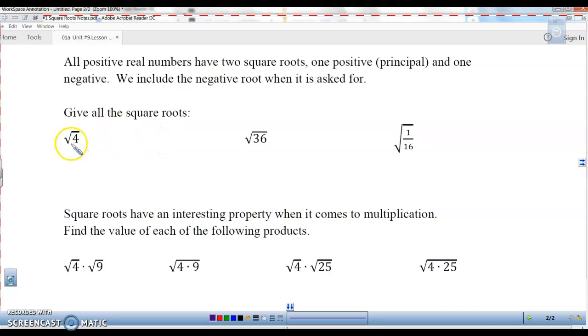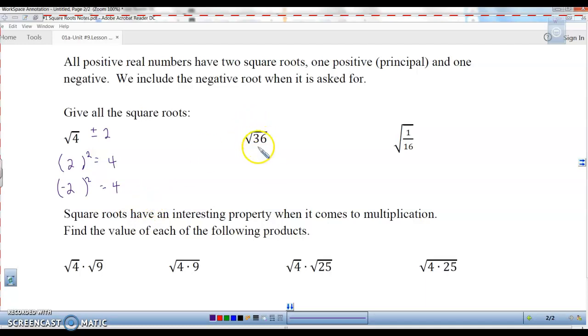All right, so if we take the square root of 4, what squared will give you 4? Well, 2 will give you 4. But also, negative 2 squared. Negative 2 times negative 2 is also 4. So to show that there are two square roots, one positive and one negative, we put a plus or minus in front. So plus or minus 2 is the square root of 4. When you do this on the calculator, it only gives the principal square root. But be aware that sometimes you may have a negative root as well.